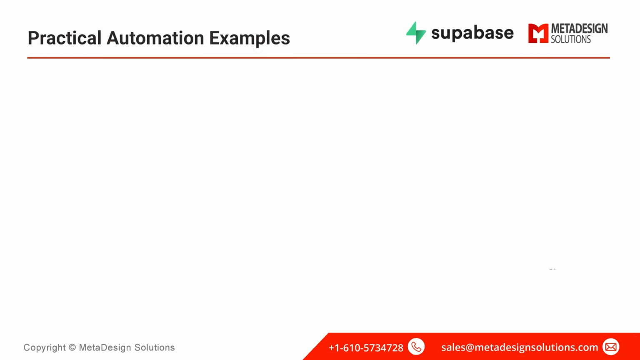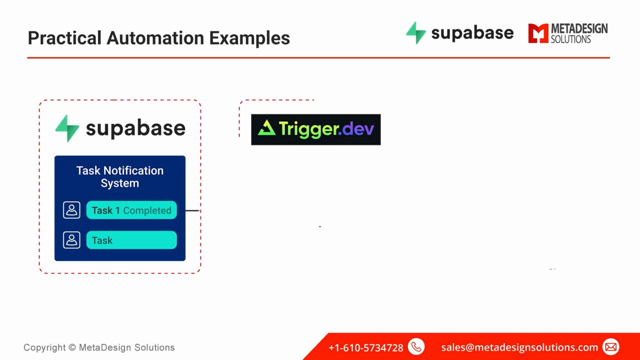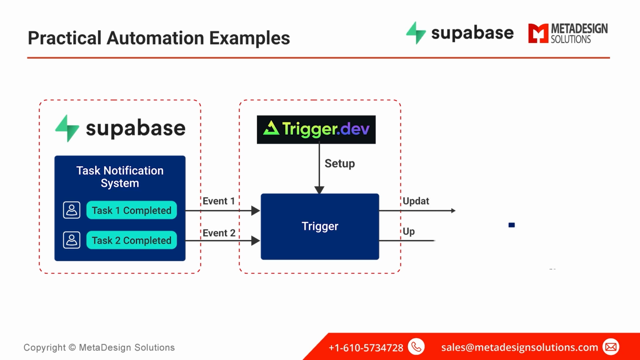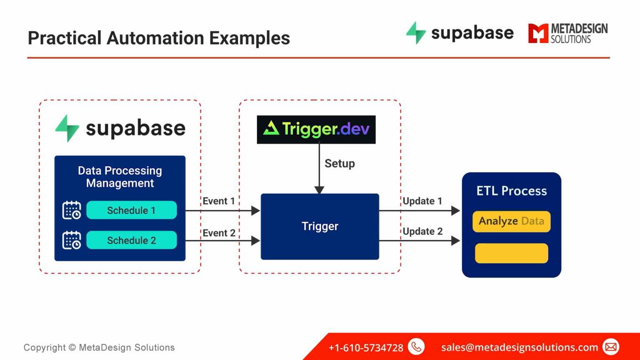Let's look at practical automation examples. Imagine a task notification system. Every time a user completes a task, Trigger.dev could automatically update a leaderboard or send a congratulatory message. Or, if you're managing data processing, you could trigger ETL processes to clean and analyze data at scheduled times. The integration between Supabase and Trigger.dev allows for highly tailored automation, making your app more responsive and proactive without adding manual overhead.